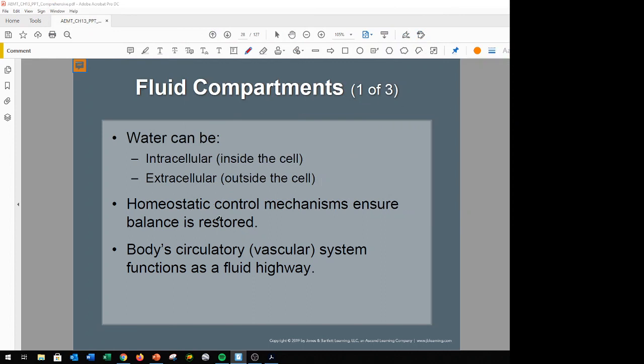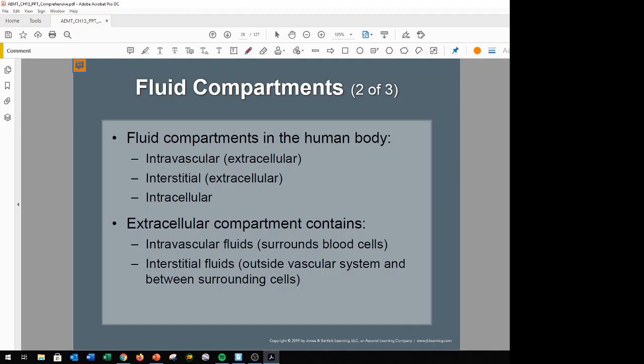All right, so the body, we said, had that homeostatic control. Fluid compartments, we talked about the intravascular. And also notice that it's called extracellular. The interstitial, also called extracellular. And then you have intracellular, and that's actually inside the cell.